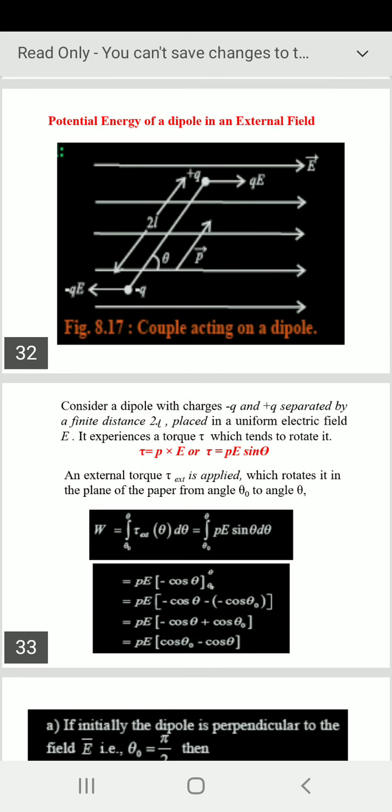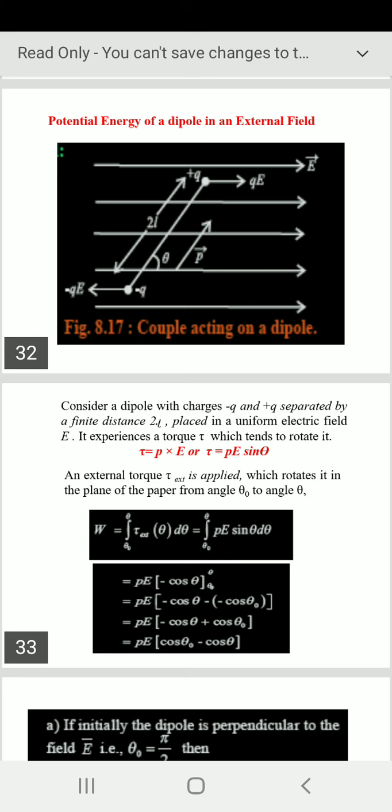Potential energy of a dipole in an external field. Now we have an electric dipole containing two opposite charges, plus q and minus q, as shown in the figure. Twice L is the distance between the two opposite charges, and this dipole is placed in a uniform electric field E bar. Now the direction of the electric field is from left hand side towards the right hand side.